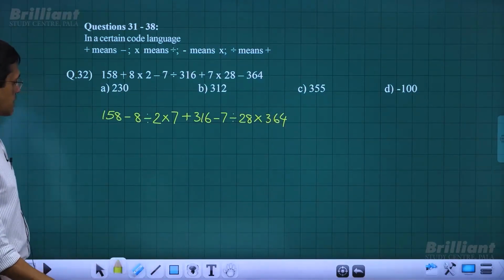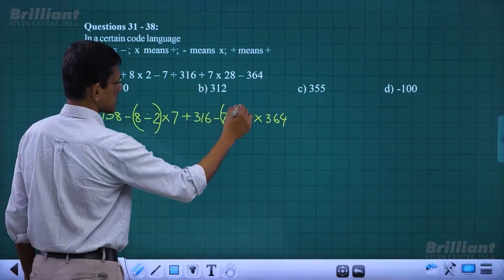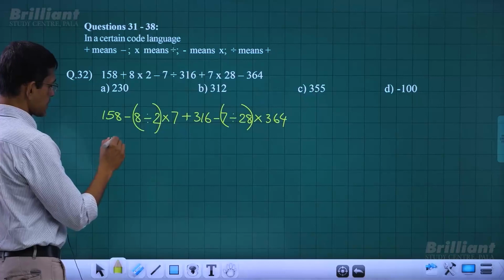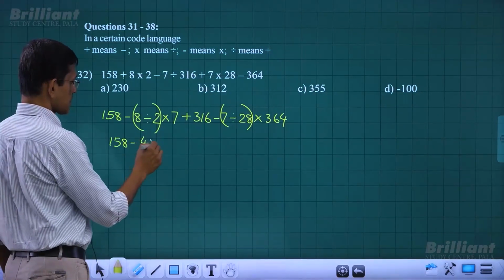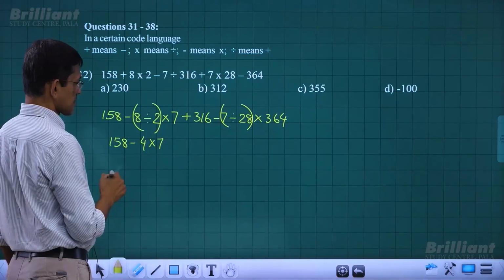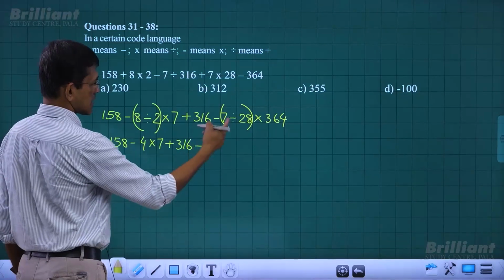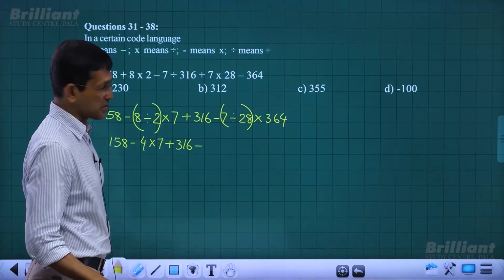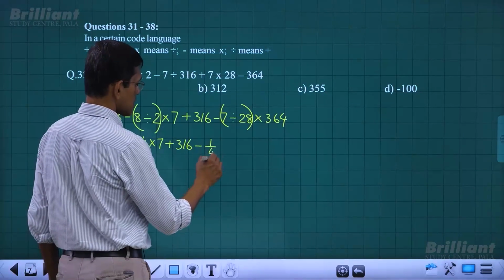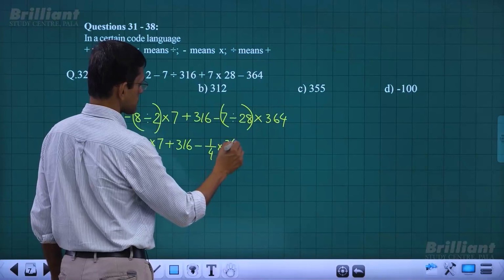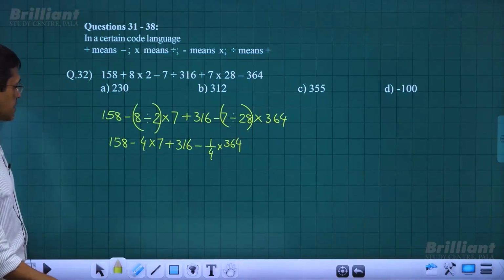So let's go for division first. 8 divided by 2, 7 divided by 28. So 158 minus 8 by 2 is 4 into 7, plus 316 minus 7 by 28, that is 1 by 4, 1 by 4 into 364. So this is what we have.